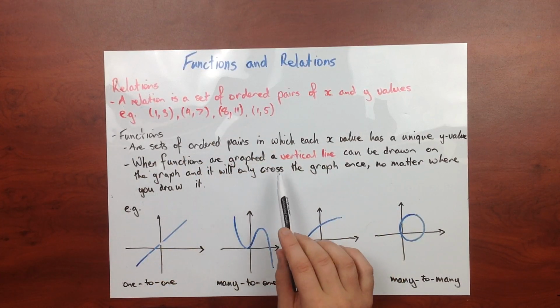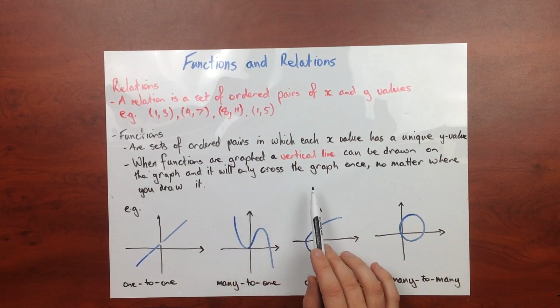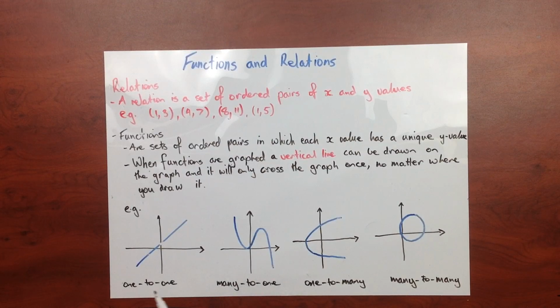When functions are graphed, a vertical line can be drawn on the graph and will only cross the graph once, no matter where you draw it. Okay, and this is called the vertical line test. Okay, so if we have a look here, we've got our different types of relations. So we've got a one-to-one, a many-to-one, a one-to-many, and a many-to-many.